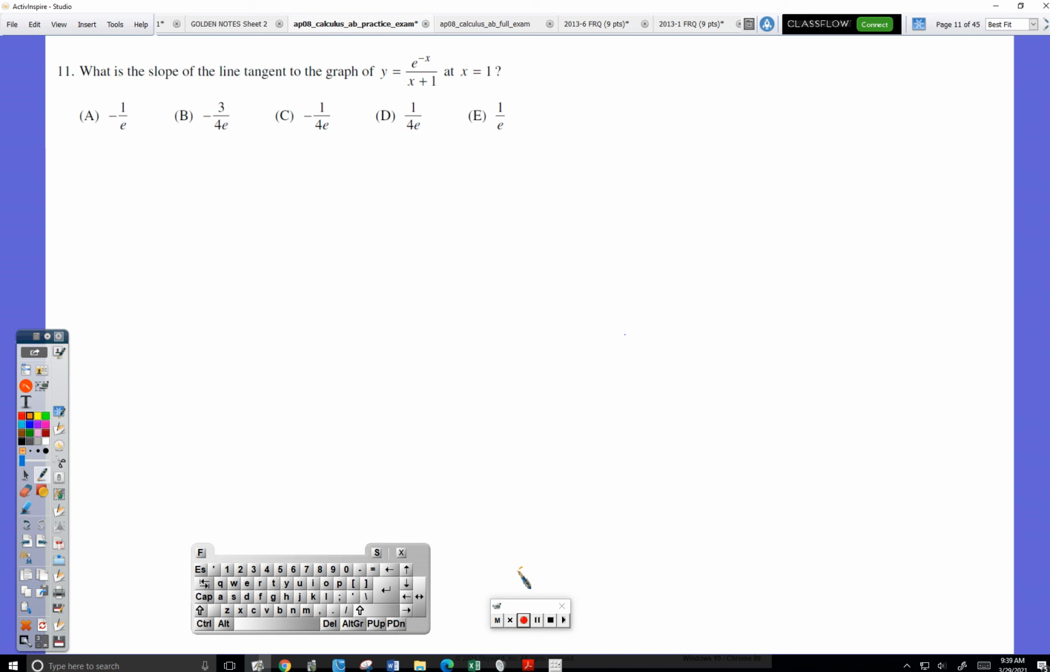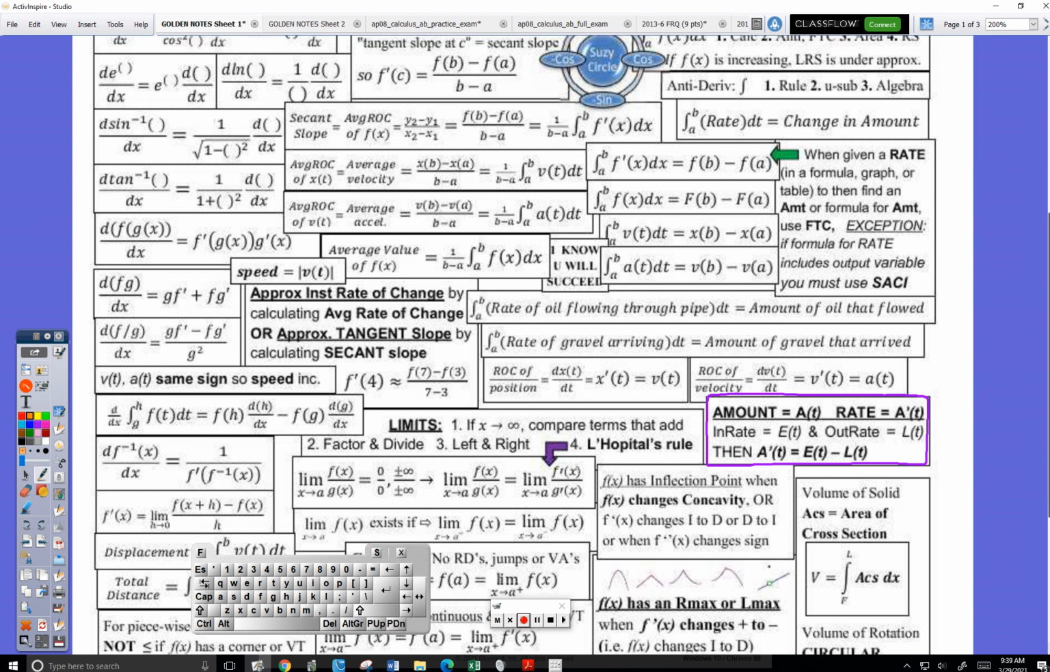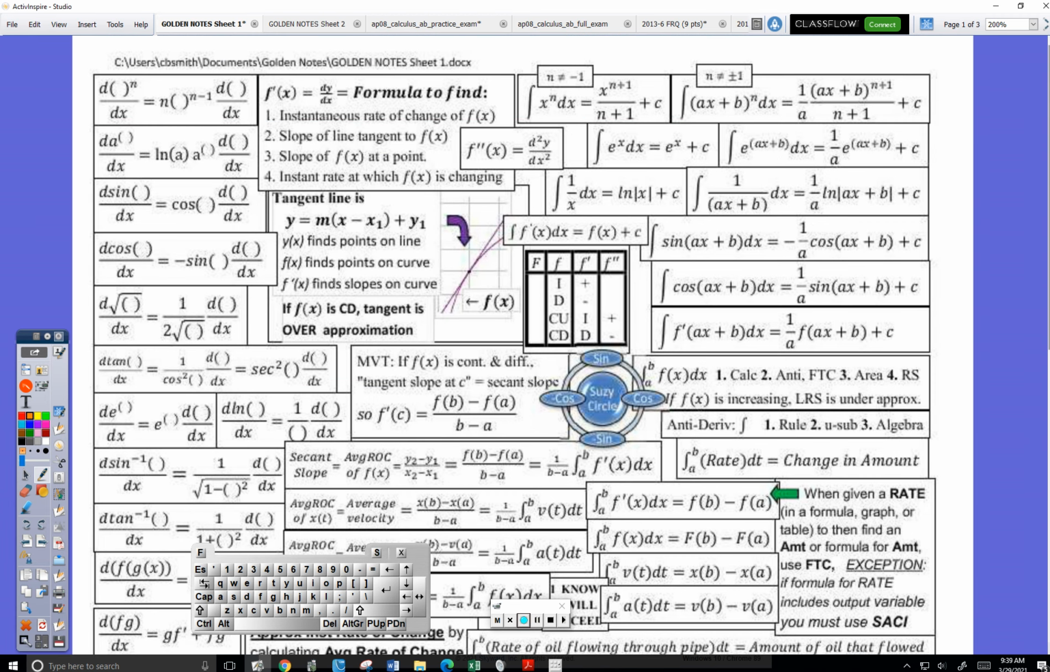Pretty good. Okay, here it says slope of the line tangent to the graph. So my memory would go right to this box on the golden notes, right here, top of the page. It says f prime, which is the same thing as dy dx, is a formula that can be used to find these four items. Those four items are all the same thing. They're just different ways of saying the same thing. So when they say find the slope of a line that is tangent to f, they're right here.